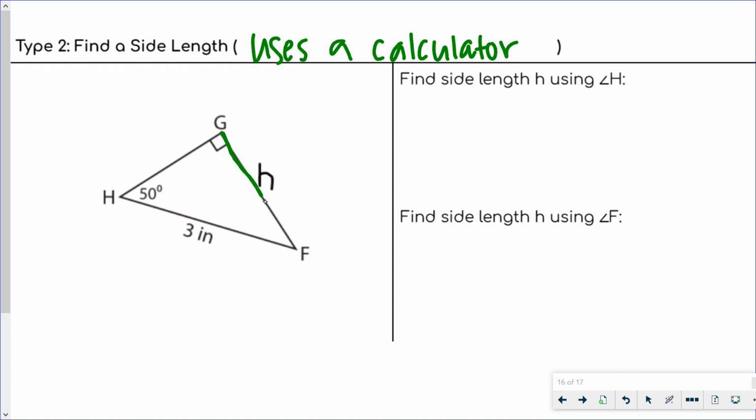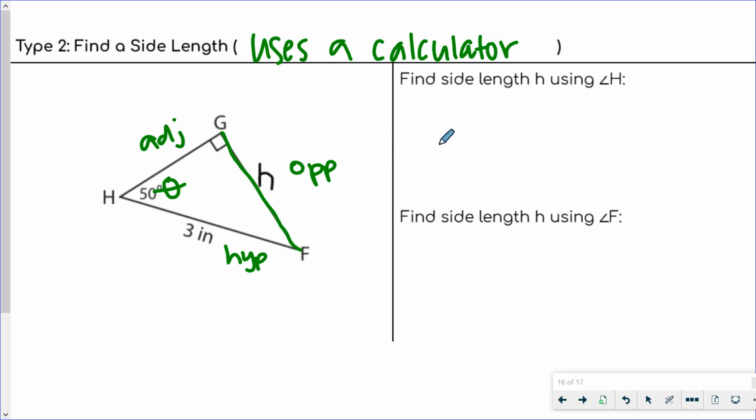So we want to find this missing side h that I'm highlighting here, okay? And it says to use angle h. Well, angle h is right over here. I'll put a theta there because that's where we are at. And now I want to think about what can I use to help me. So I'm going to label my opposite, my adjacent, and my hypotenuse.